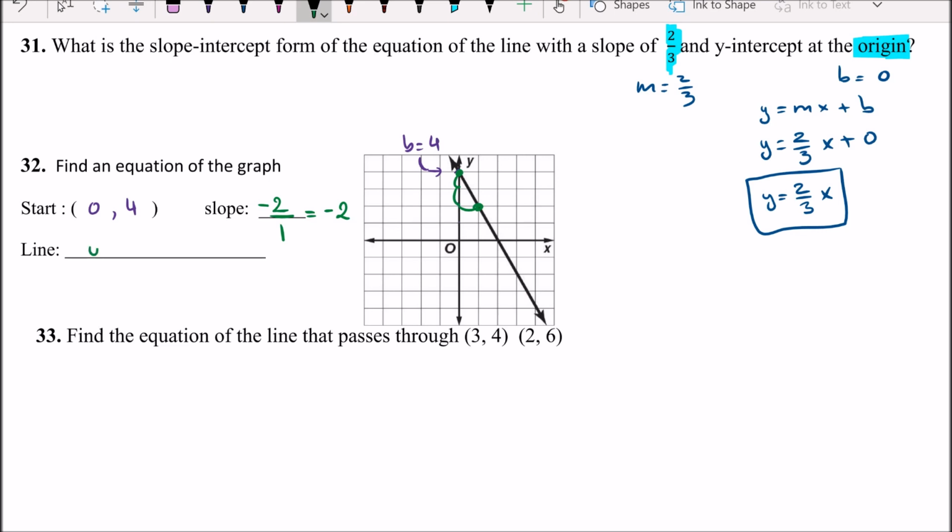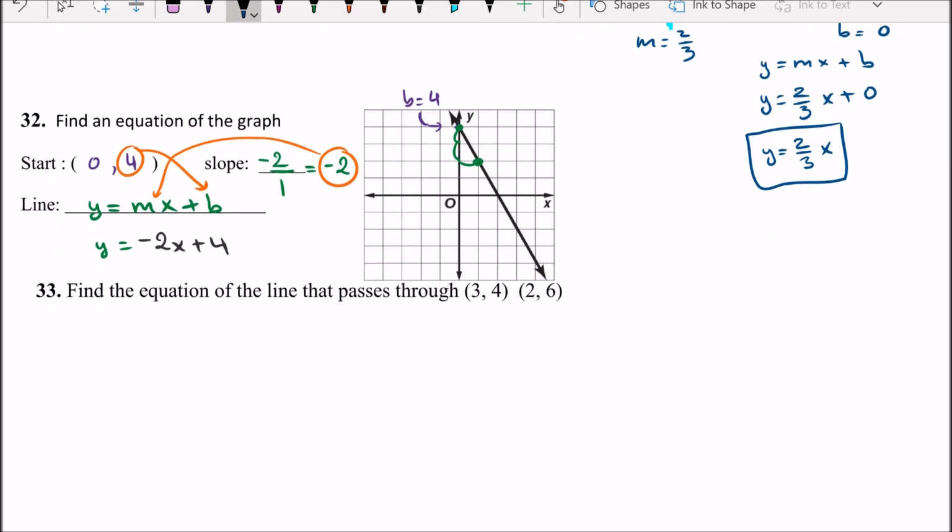So the equation y equals mx plus b, where m is negative 2 and b is 4. That will be y equals negative 2x plus 4.